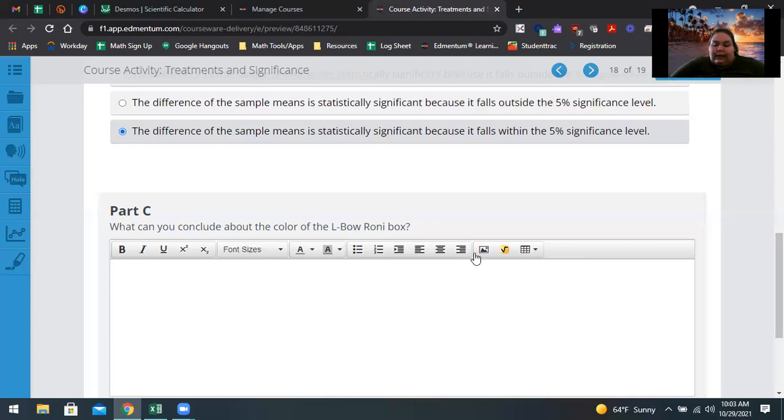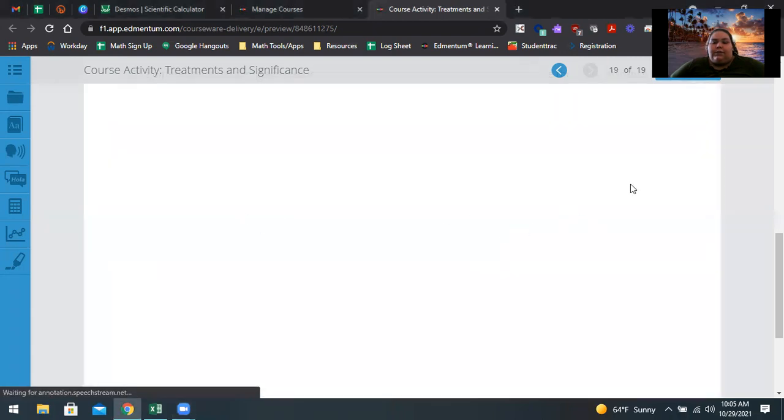Because the blue box was higher in terms of the mean, it does show that there is a preference that people will choose the blue box over the red box. So the ideas that I described there, you're going to go ahead and put that there for part C. Again, make sure you're including that because it's statistically significant, there's a difference when people choose the red box over the blue box. And you're done with this activity, so go ahead and make sure you submit that for score.